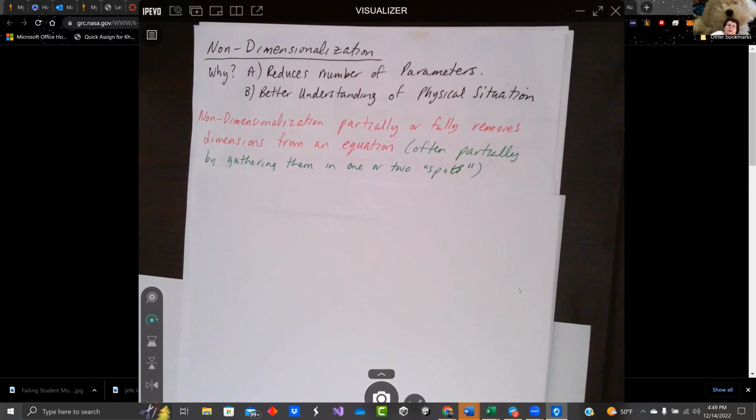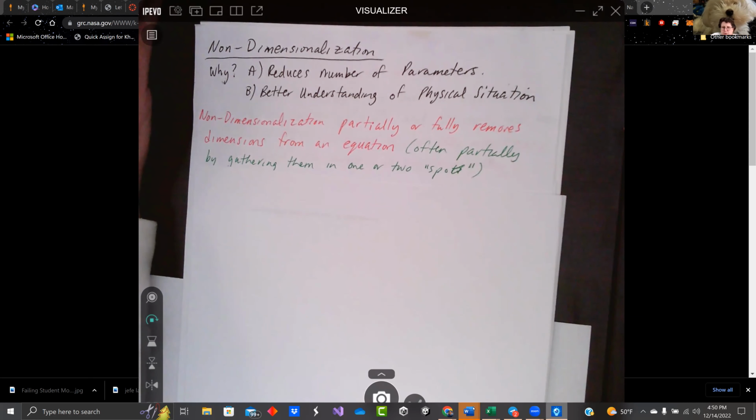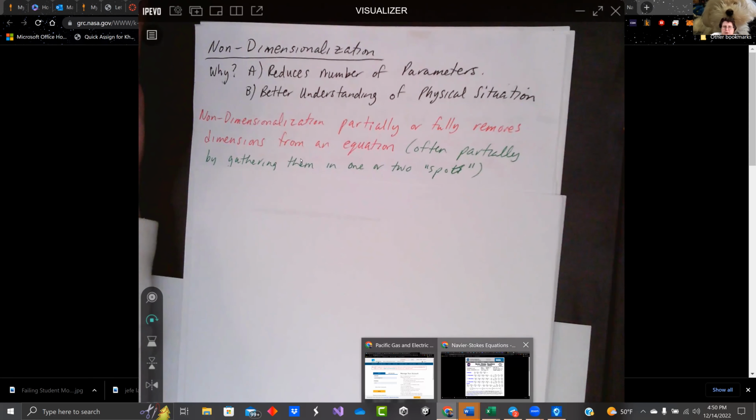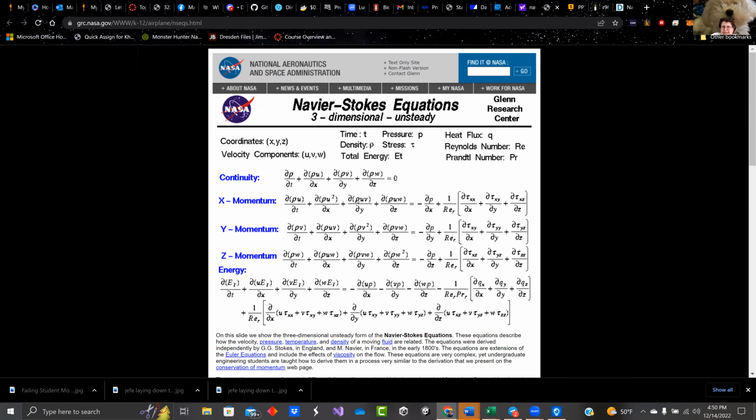There we go. So what we want to do is start with the basic Navier-Stokes equations, or at least we're going to look at the conservation of momentum. There's a lot of parameters going on, things that really just clog up the system. We've got velocity. Let's bring it back up to show real quick. We've got U is velocity.